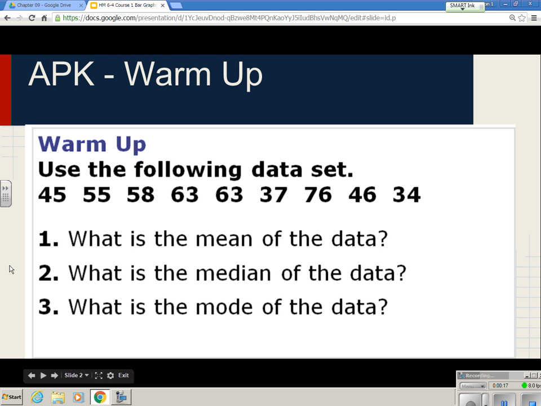All right, so a quick warm-up for you. You just got to find the mean, median, and mode of this info. I'd like to keep you fresh on your math skills. Come back when you're ready.